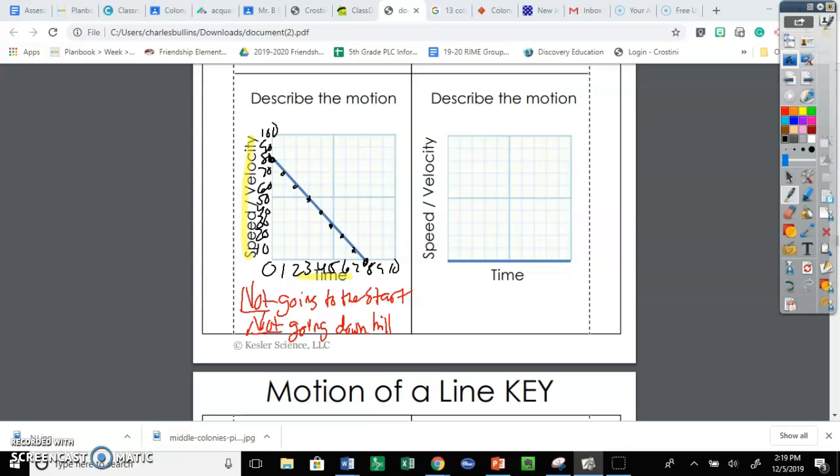Now, I'm watching her speed go from really high all the way down to almost nothing. That's most definitely not going back to the starting point. What do we call that when speed starts to slow down, Jasper? This is deceleration.